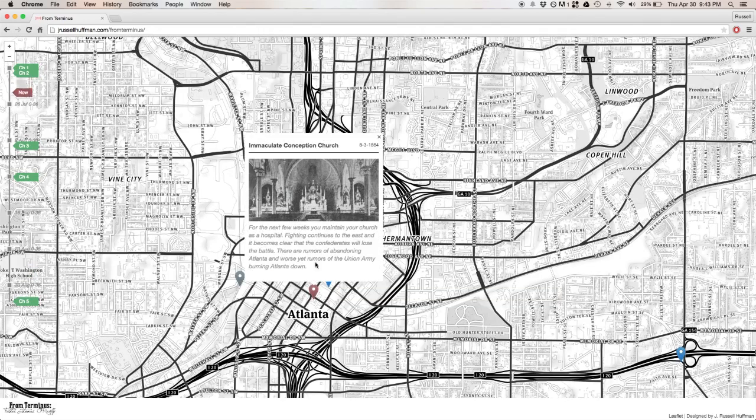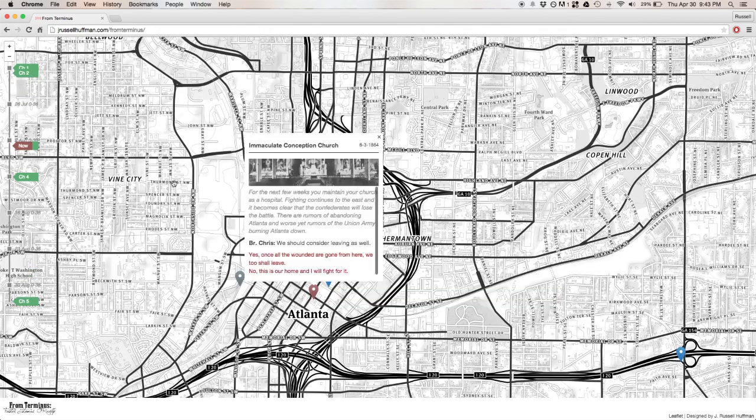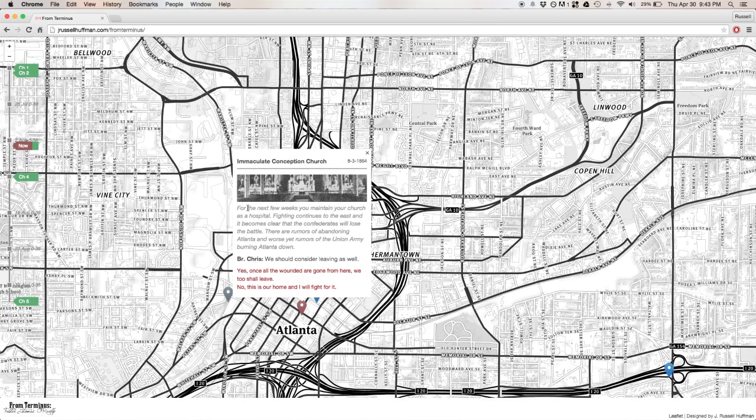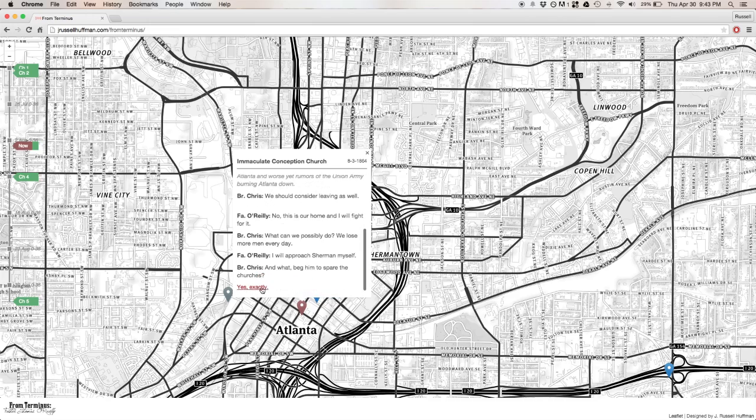So we'll stay and help at the church. So we just progress from chapter 2 to chapter 3. What's happening is the battle is being lost, and it becomes clear that the city is in danger. And so Father Thomas O'Reilly wants to fight for his city, and so he plans to approach Sherman.